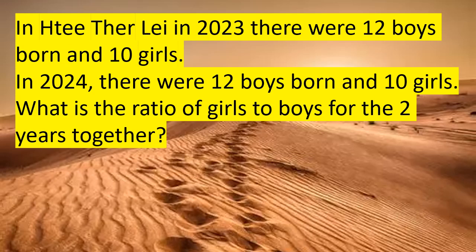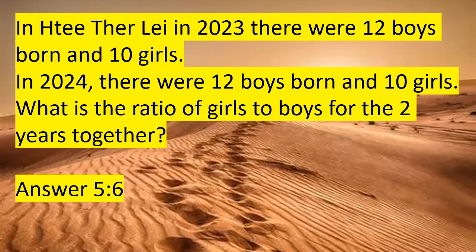In Titale, in 2023, there were 12 boys born and 10 girls. In 2024, there were 12 boys born and 10 girls. What is the ratio of girls to boys for the 2 years together? And I'm going to the answer now. And the answer is 5:6.